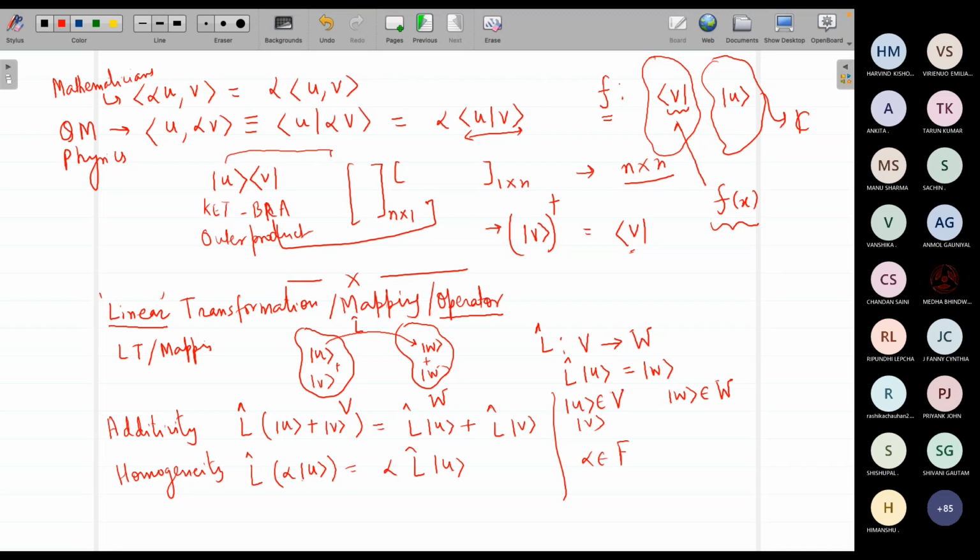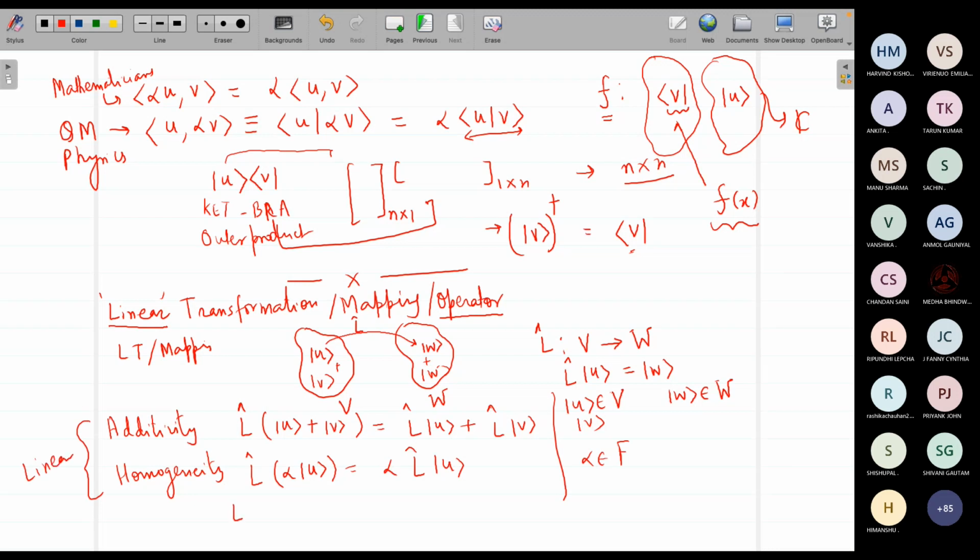So if I'm going to apply L on some scaled vector, remember, this is the scalar multiplication, then the result will be as if I am first doing the transformation and then scaling it in the other space. So the word linear basically takes care of these two.